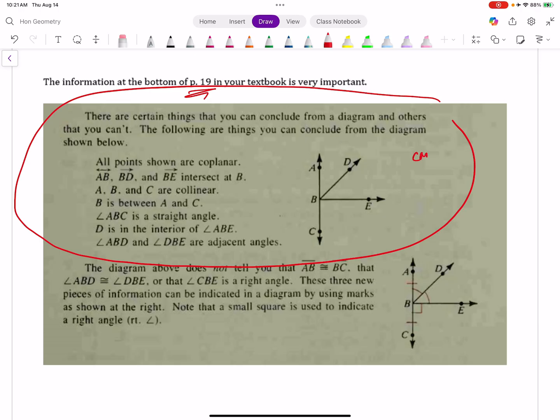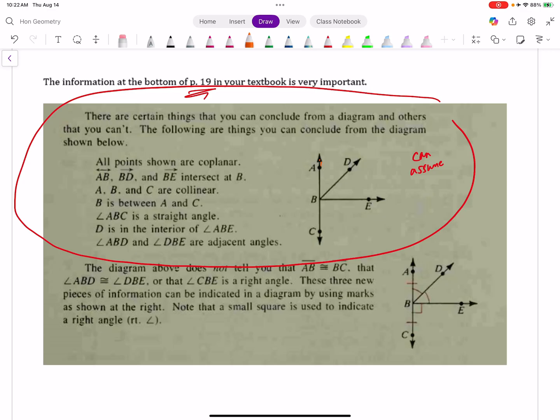Because if we don't just go ahead and assume these things, the directions for every problem would take up so much room. I can't even imagine how big this book would be. So all the points shown are coplanar. Assume they're all in one plane. Line AB, ray BD and ray BE all intersect right there at point B. If it looks like they intersect at a point, they intersect at a point. A, B, and C are collinear.